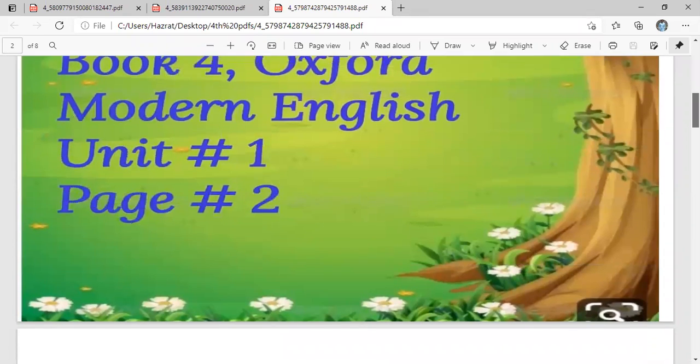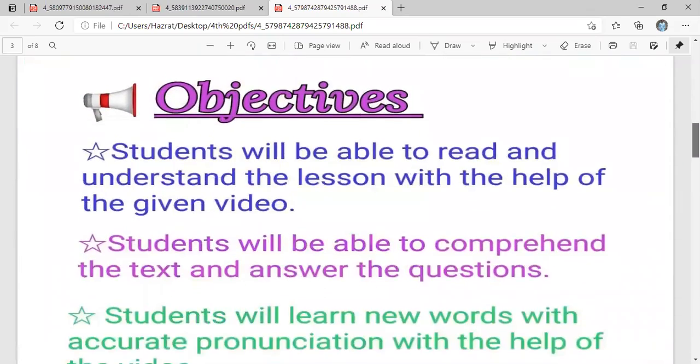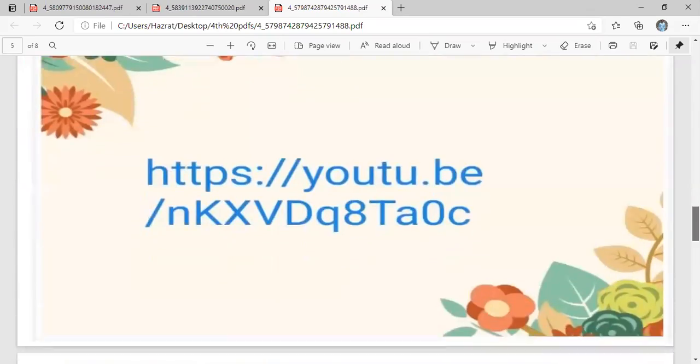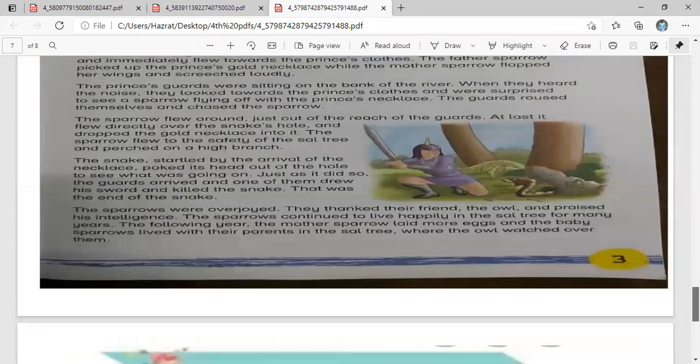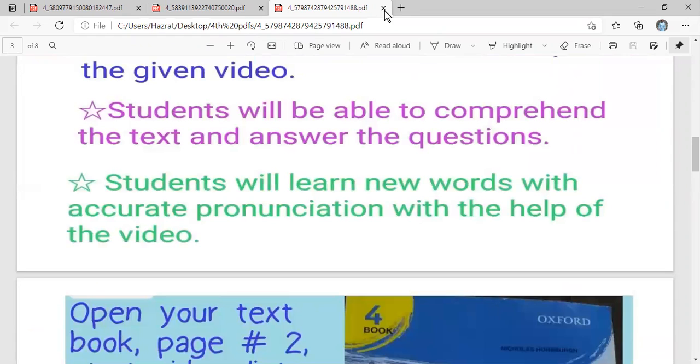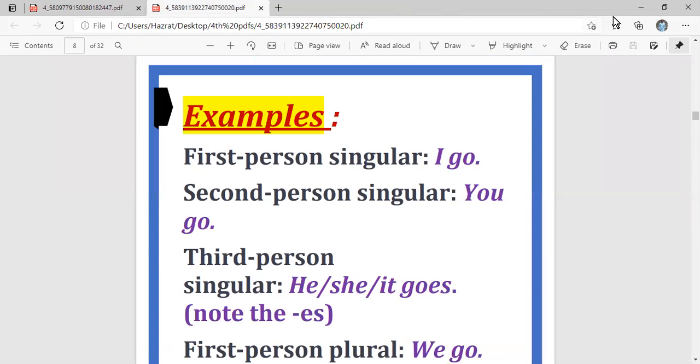In the next period, inshallah, we will be reading the next unit. Okay?